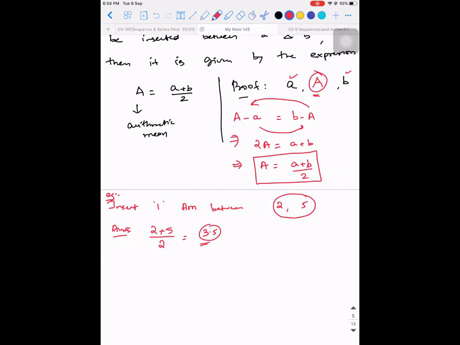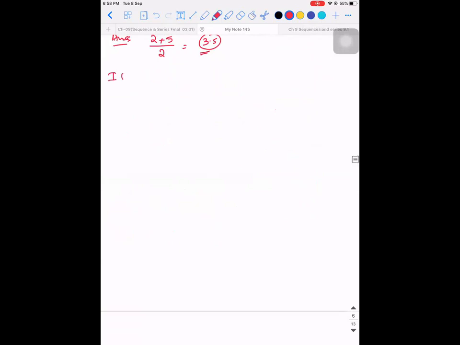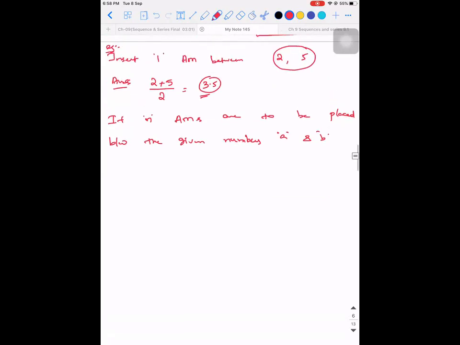Now the question is, if they ask you to put n arithmetic means between A and B, then what will you do? If n arithmetic means are to be placed between the given numbers, A and B, then how are you going to solve them? What is going to be the formula? Meaning I'm asking you something like this: between 2 and 5, I want you to put two numbers in such a way that the sequence is an arithmetic progression. Okay. Shall we start the derivation? Shall we see how to solve this?